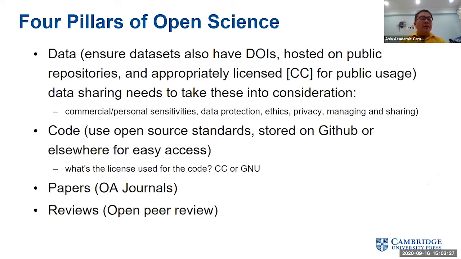And then the second pillar is code. You use open source standards that can be installed on GitHub or elsewhere that's easily accessed. So what's the license you're going to use for the code? Is it going to be a CC license or a GNU license? And then the third pillar is papers. You publish the papers in OA journals only. And lastly, the last pillar is reviews. Open peer review. The process should be open peer review.